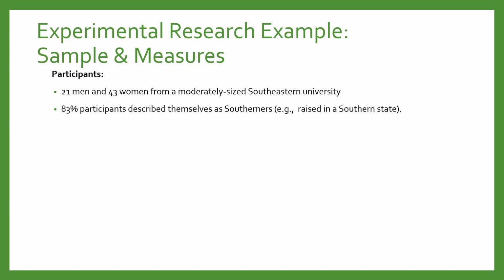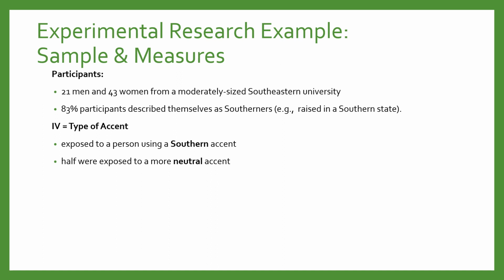Let's take a look at the sample and measures for this research. So their participants were 21 men and 43 women from a moderately sized Southeastern University. You can think about how well that sample would represent the entire population of people in the South or of people in general, right? Probably not so great, but it's probably a convenient sample of who they had access to. 83% of participants were describing themselves as Southerners. So it'd be better to tap into the Southerner population than others.